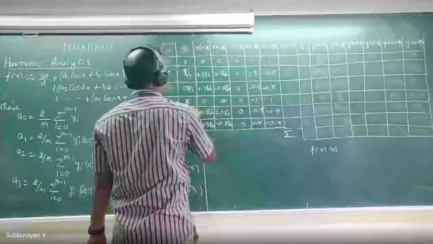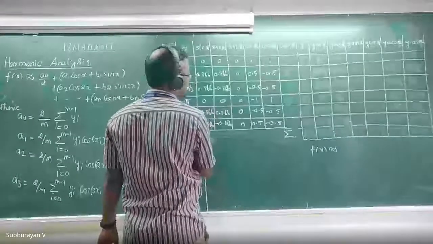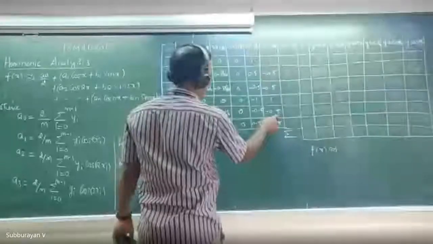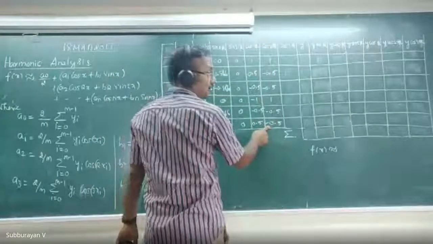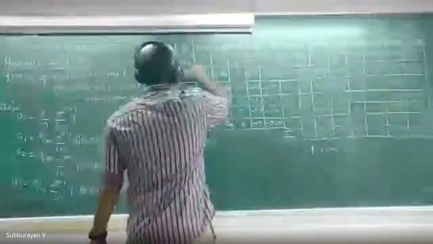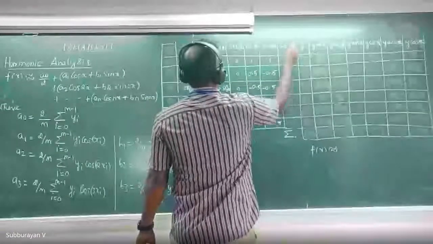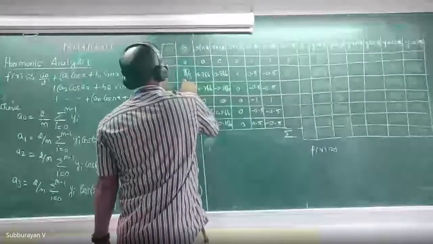5, and cos 2 pi, which is 1, cos 4 pi by 3, which is minus 0.5, cos 10 pi by 3, which is minus 0.5. Now come to the cos 3x column. What is cos 3 times 0? This is cos 0, 1. And cos 3 into pi by 3, that is cos pi.